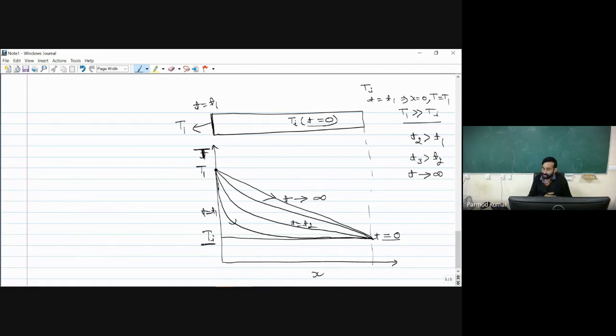But when we have gone to some time t1, we have imposed a certain impulsive condition, and that impulsive condition has given rise to some temperature field. And when we have gone to some time t2, there is further propagation of the solution along the time. So the solution at time t equal to t2 is dependent upon the solution at time t equal to t1. Similarly, the solution at some other time t3 is dependent upon the solution at time t equal to t2.